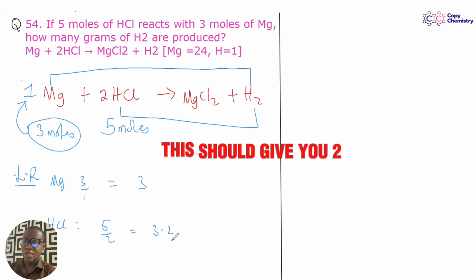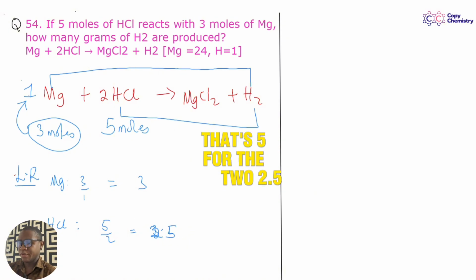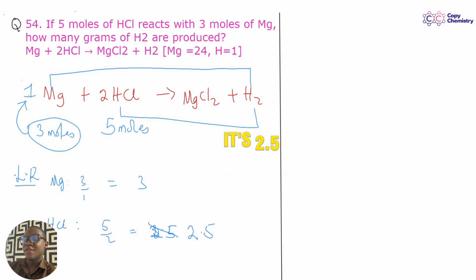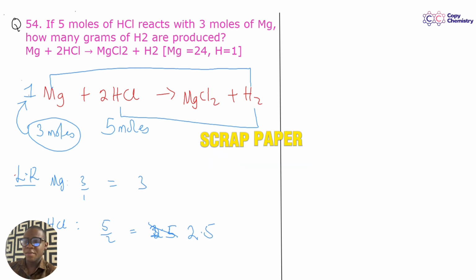While this gives you 2.5. That's 5 over 2, 2.5. Can you see it? It's 2.5. Now that we have 3 and 2.5, the smaller one, which is 2.5, belongs to HCl, and that just means that HCl is our limiting reagent, while the Mg is our excess reagent. Is this clear? You can do this limiting reagent calculation somewhere in your scrap paper, and then pick the fact that HCl is our limiting reagent.